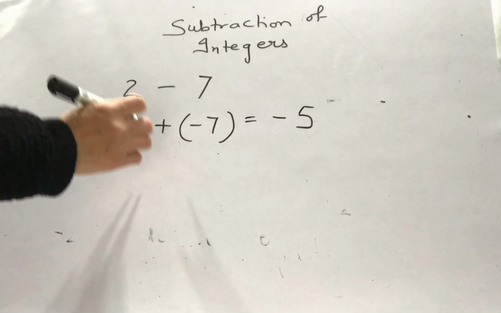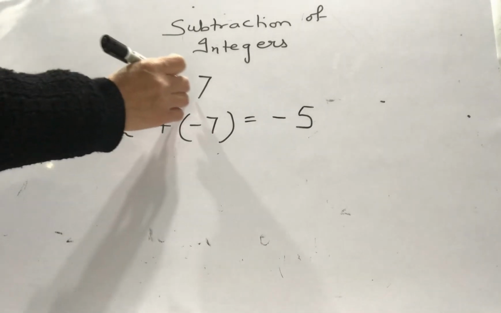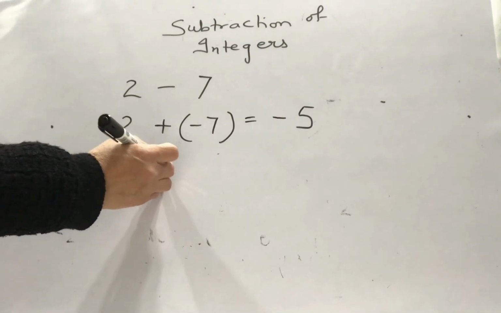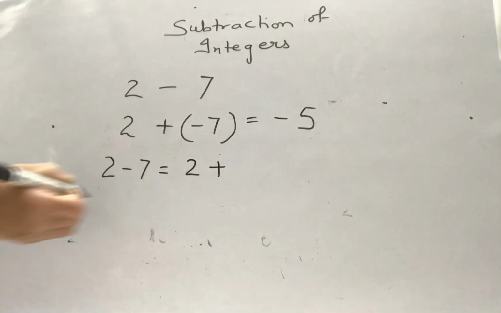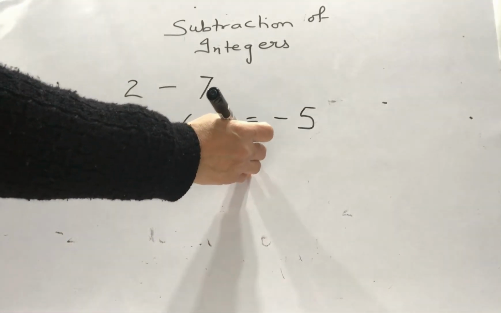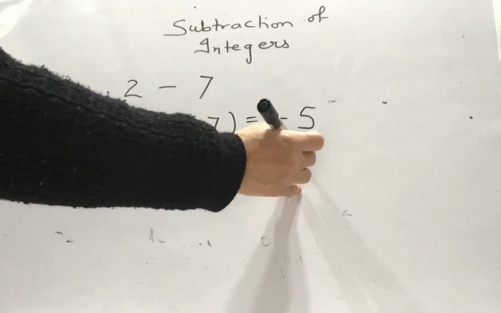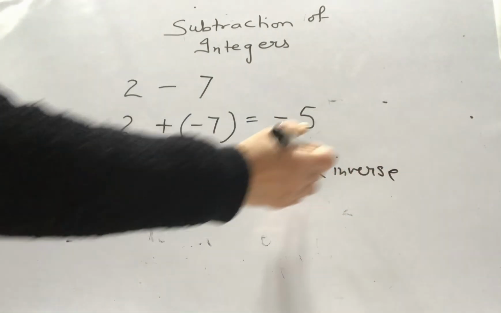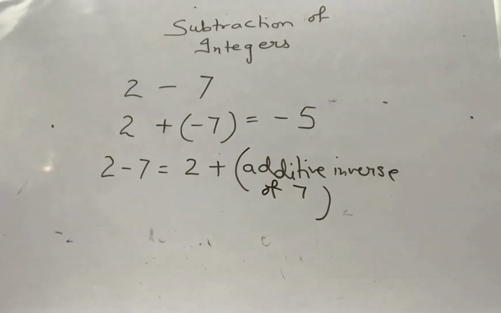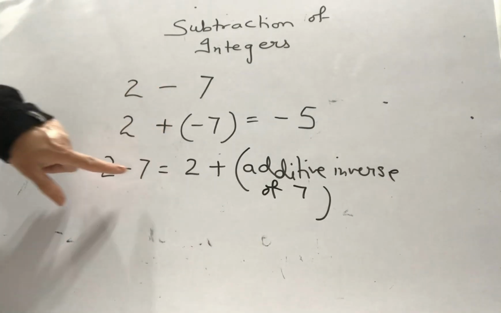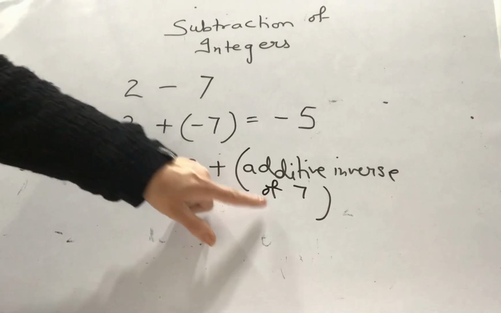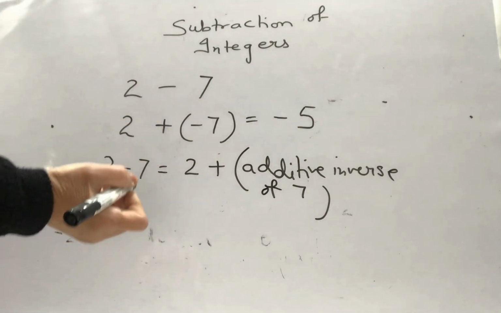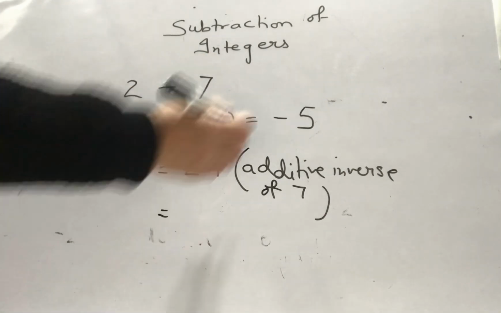So you can write, if a subtraction sum is given, subtraction of 2 minus 7 is actually 2 plus additive inverse of 7. You can go back to this thing. 2 plus additive inverse of 7 is minus 7. So you can find additive inverse. I have written here minus 7 and you get your answer as minus 5.